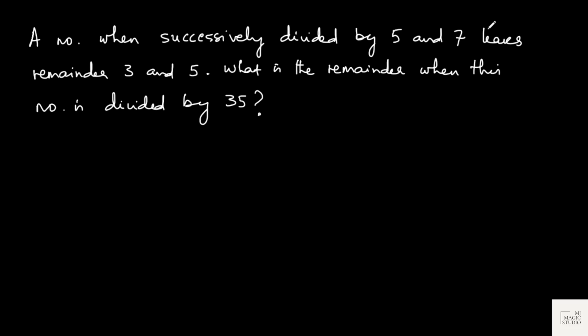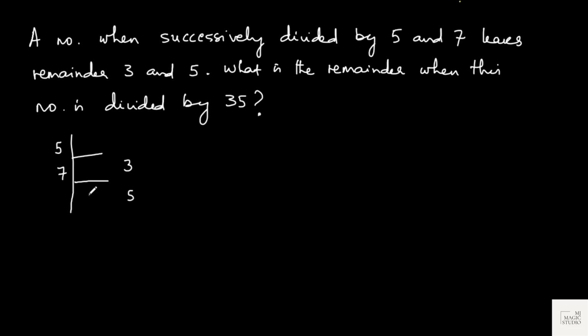Now let's see how to find the numbers and how a question can be asked. A number is divided by 5 and then the quotient is divided by 7, and it leaves remainder 3 and 5. They are asking what will be the remainder when the same number is divided by 35. But our task is to first identify what the number is. Now we'll discuss the very simple process to find the number.